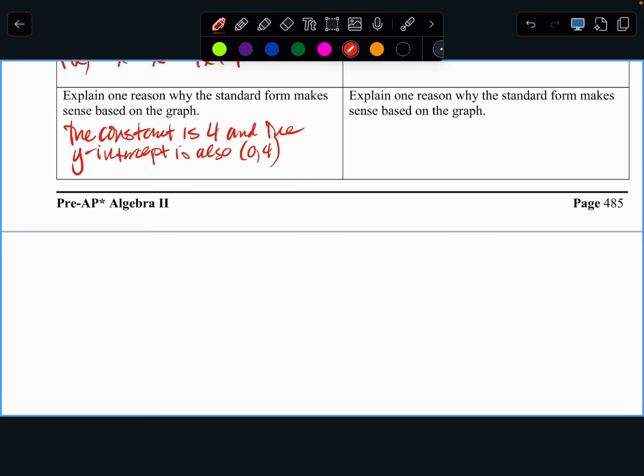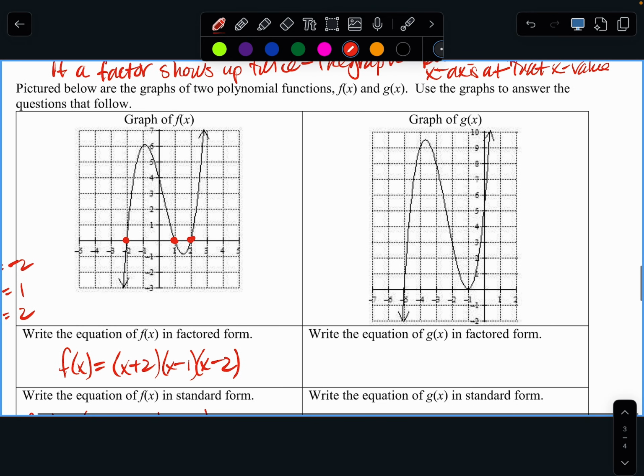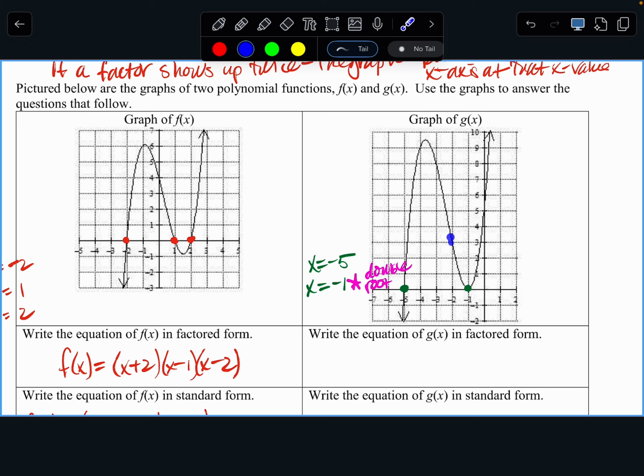Okay, let's do the next one. This one has 2 zeros that we can see, x equals -5 and x equals -1. But this one right here is a double root because the graph hits that 0 and bounces off. So that means that this factor counts twice. It shows up twice. All right, so this is going to be g of x.